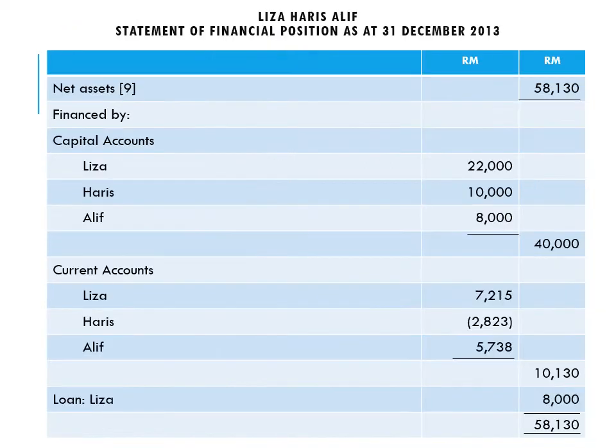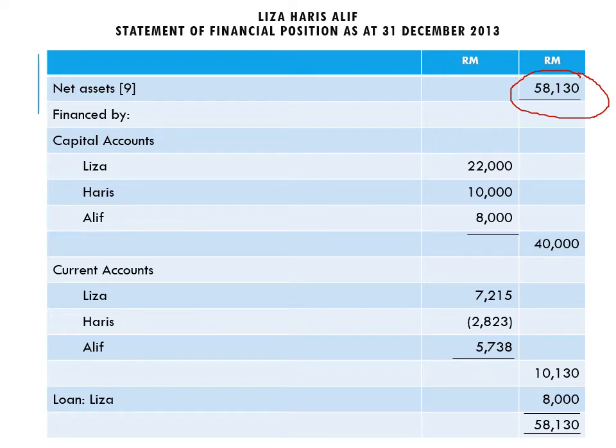Let's take a look at how the statement of financial position for the partnership is prepared. It starts off with the net assets of 58,130. How do you get the 58,130? It's actually the balance as at 31st December 2013. The initial balance of the capital accounts is actually 40,000. So you add the capital balances in Lisa, Alif, and Harris accounts, and you will get 40,000.